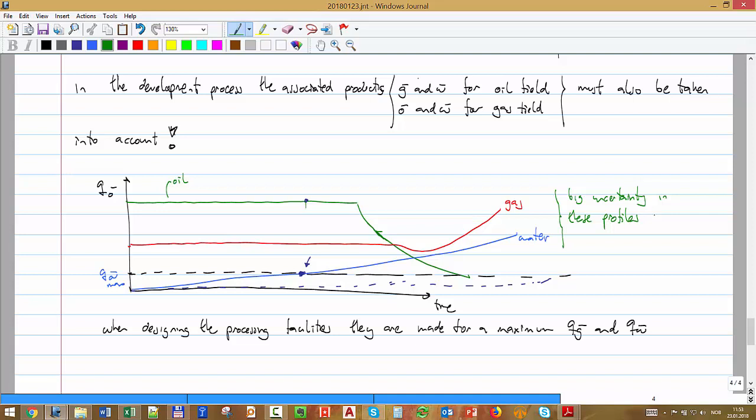And I have to take care of it. It has happened in many fields that they are bottlenecked after producing for some years. They are bottlenecked just by water and gas production.